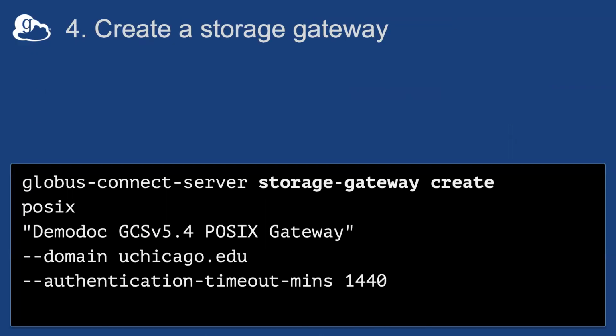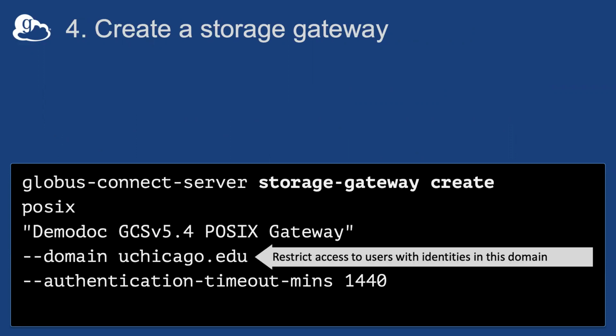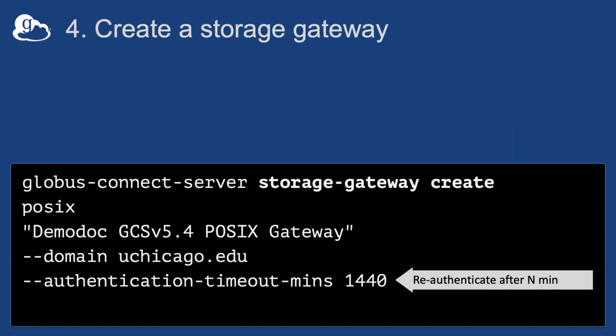So this is the command to create a storage gateway. You decide the connector type. The default is POSIX, but like I said, any of the connectors we support. You give it a name, you decide which domain or domains a user needs to authenticate from, and then the authentication timeout, how often do they want to authenticate? And if I had custom policies in terms of how I was doing mapping, then I would provide that here as well, right? So that's how a storage gateway gets created.